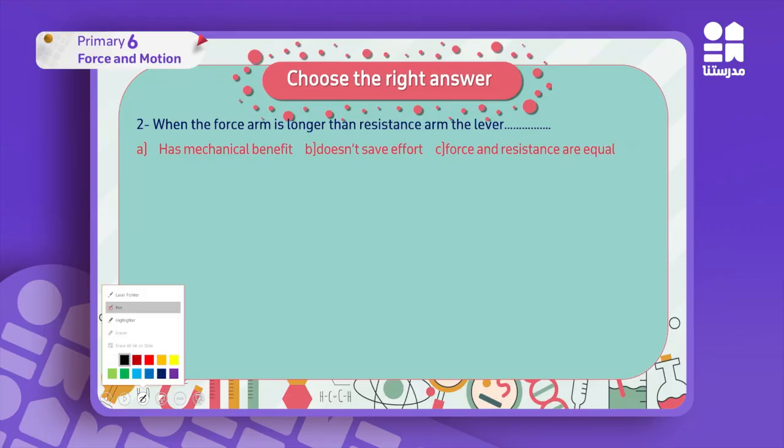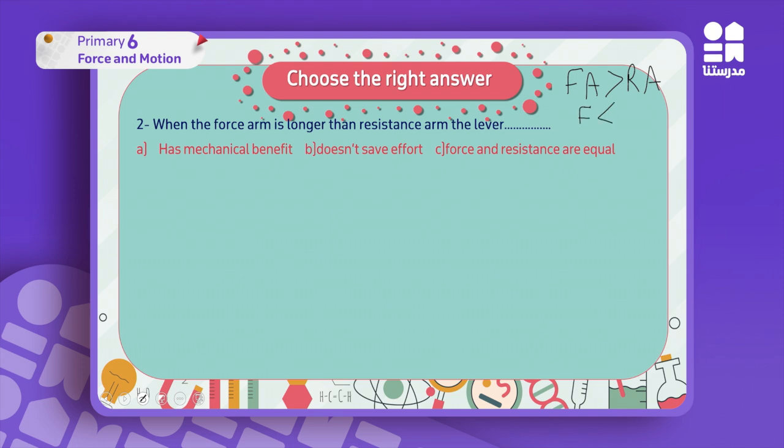When the force arm is longer than resistance arm, here let's write force arm longer than resistance arm. So the force is smaller than resistance. When the force is small يبقى it saves effort. It saves effort يعني it has mechanical benefit. يبقى my answer is A, has mechanical benefit.